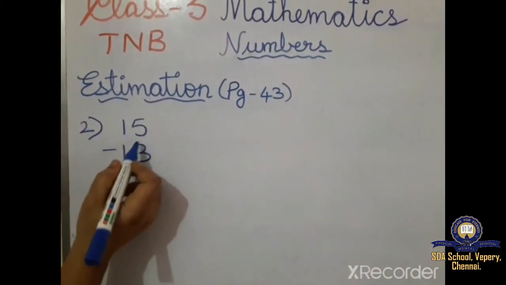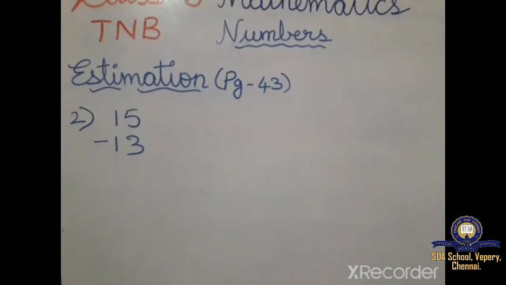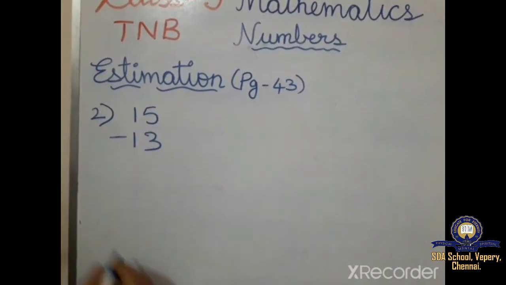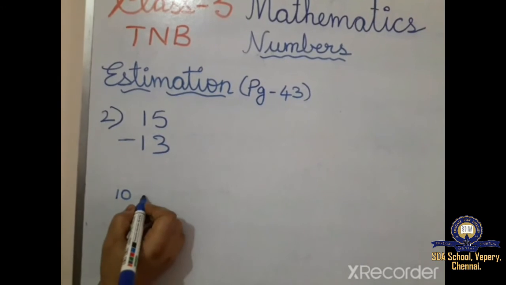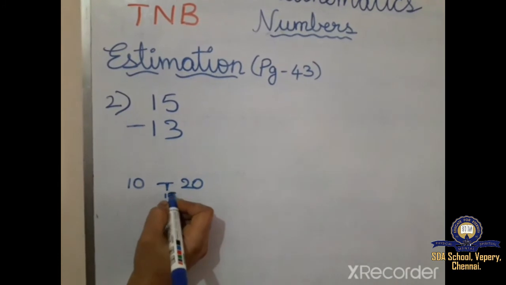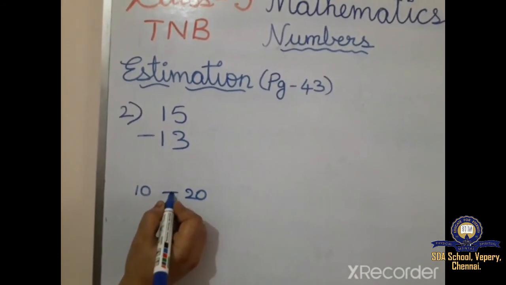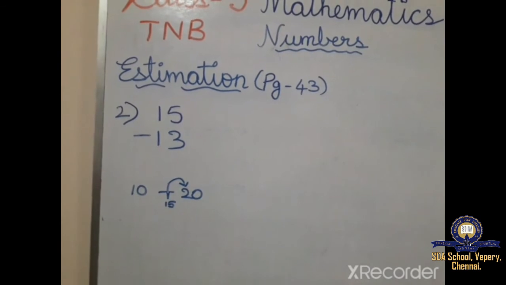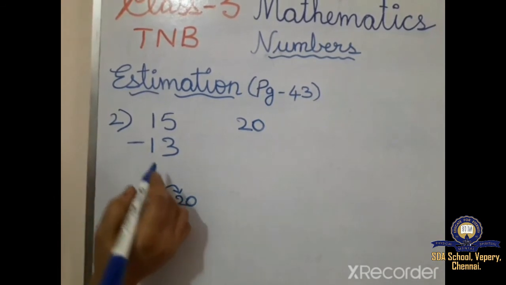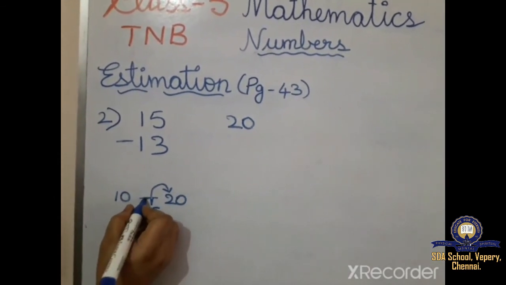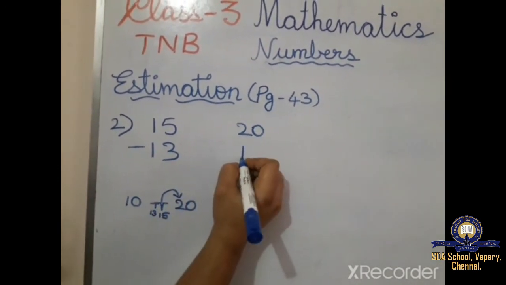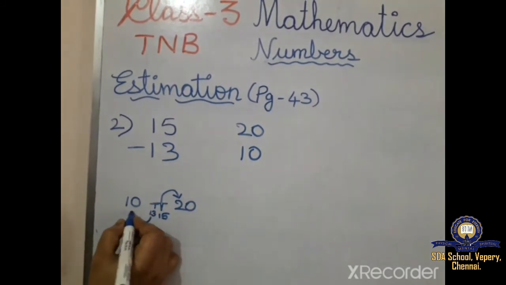The next one is 15 minus 13. Here it is minus. Whatever it is, first we have to estimate. 15 means between 10 to 20 it will come. But if it is exactly the middle number, which side will it go? It will go to the higher number side, right? So 20. Now 13 also is in between 10 and 20, but it is less than 15. So it will go to the tens place, right?